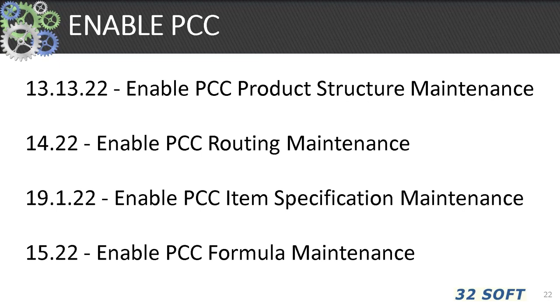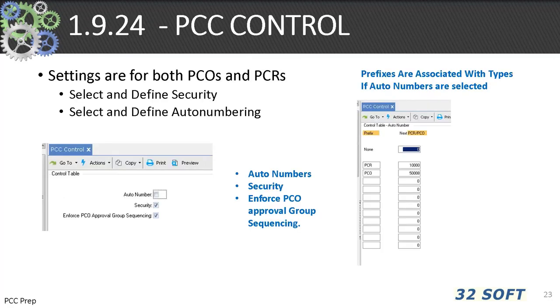13.13.22 enables product structure, 14.22 routings, 1.9.22 or 19.1.22 item specifications, and 15.22 for formulas. Like all aspects of product change control, this module begins with its control file. Settings for this function apply to both PCOs and PCRs.